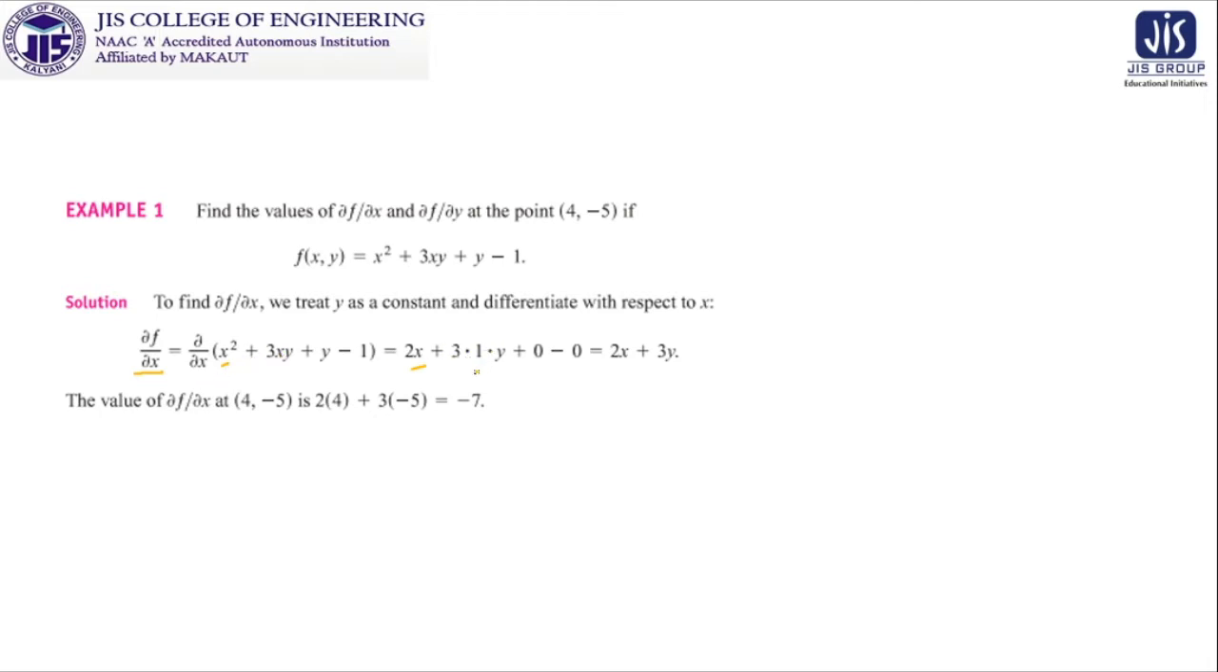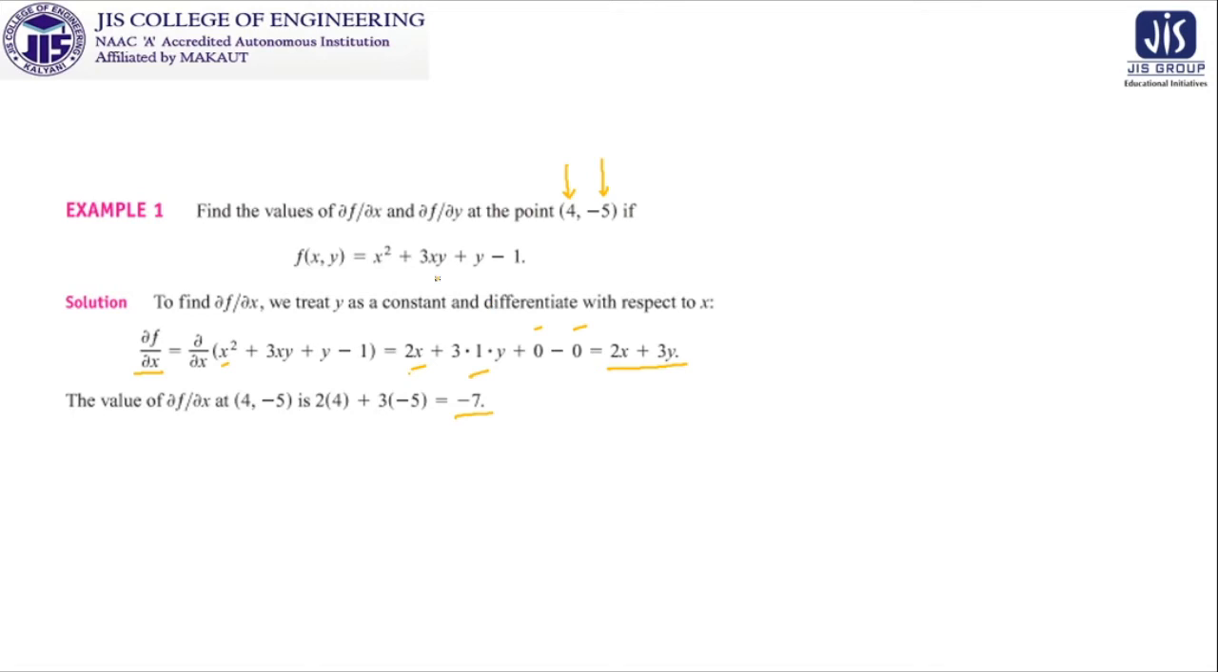So it is 3 into 1 into y. Then y will be treated as a constant, so differentiation of a constant is 0. 1 is a constant, so it is 0. Finally we get the expression 2x plus 3y as the partial derivative of f with respect to x. Then we substitute x as 4 and y as minus 5 in this expression. So we get 2 into 4 plus 3 into minus 5, which is minus 7. Clear?